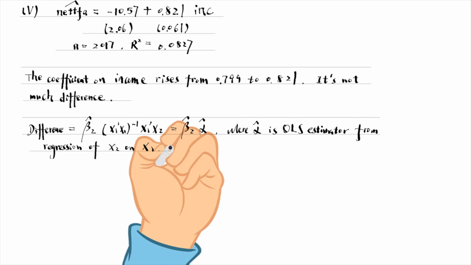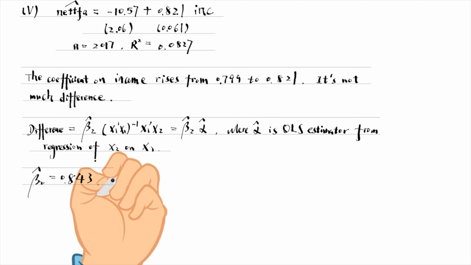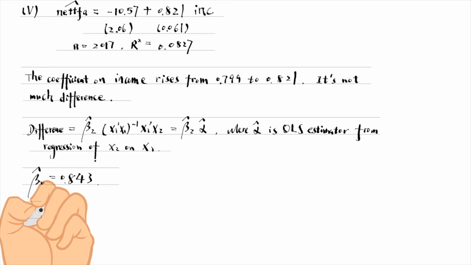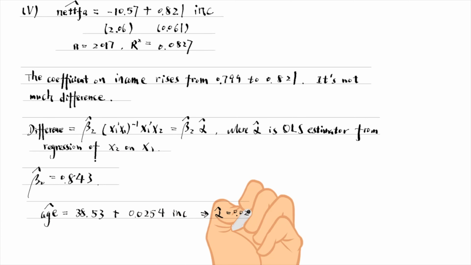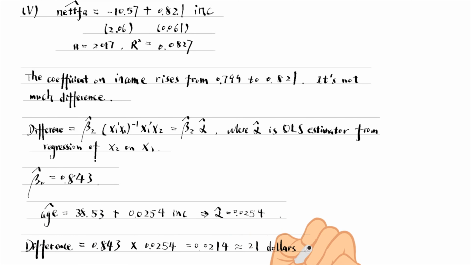We know that beta 2 hat is 0.843, which is the estimated coefficient on age in the multiple regression. We can try the regression of age on income and obtain the slope estimate 0.0254. Remember to use only single-person households.